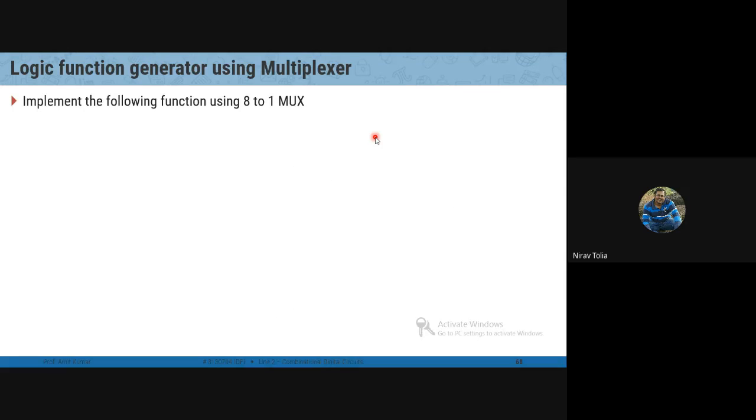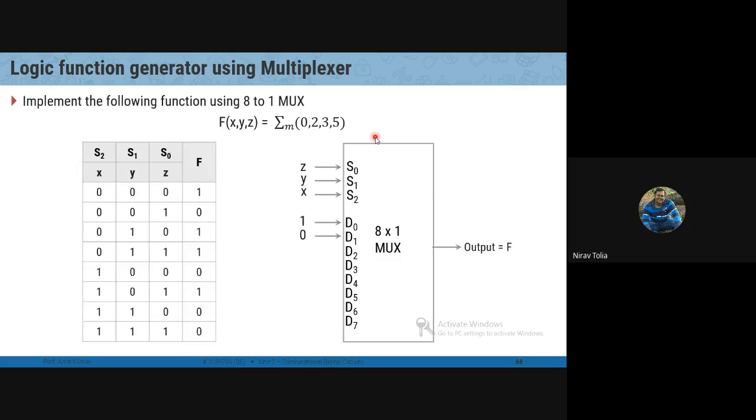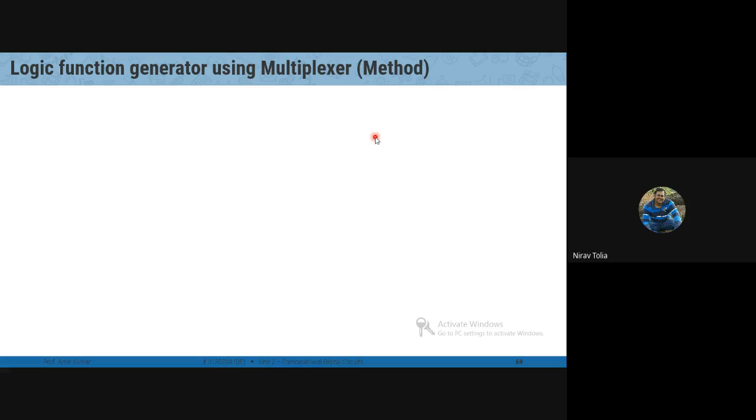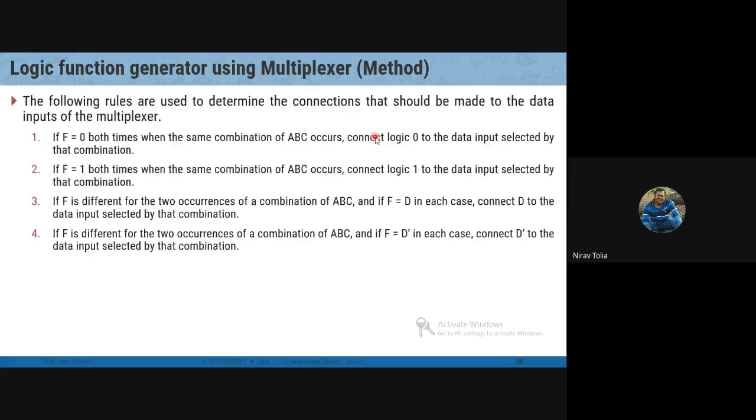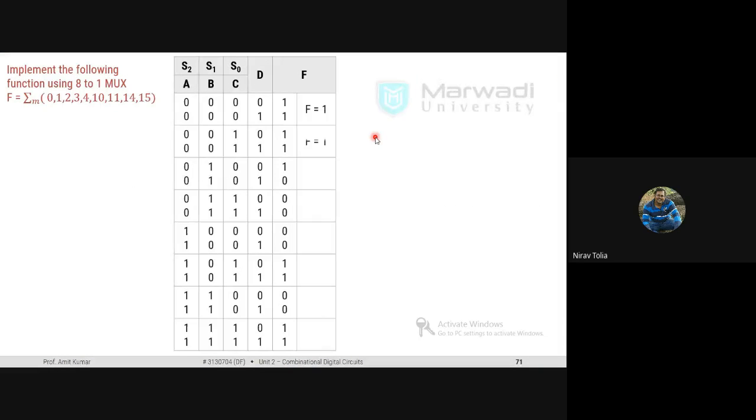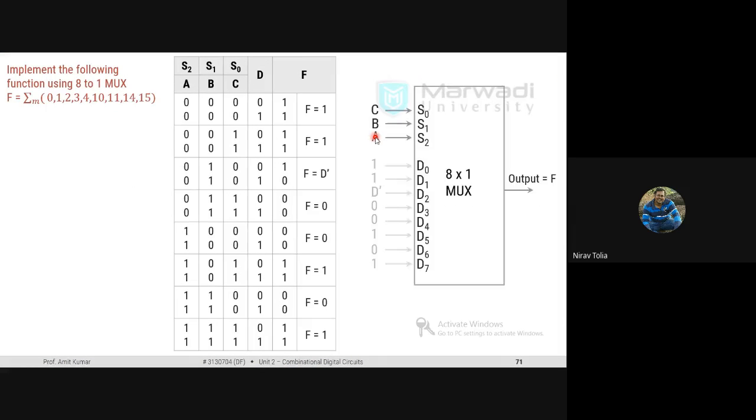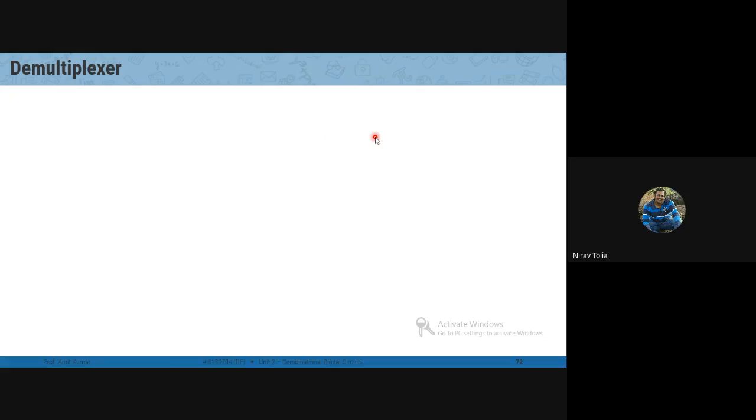The next topic is logic function generation using a multiplexer. These are the examples, but again, it is not in the syllabus of mid-sem 2, so we do not have to focus on that. We will cover it afterwards.